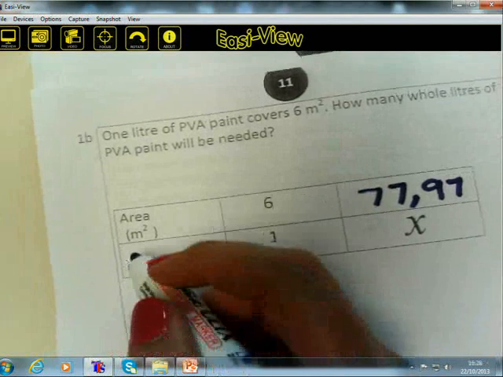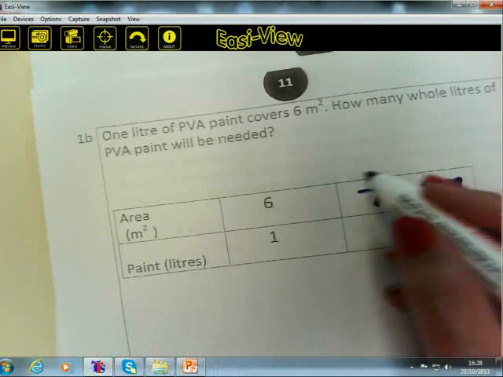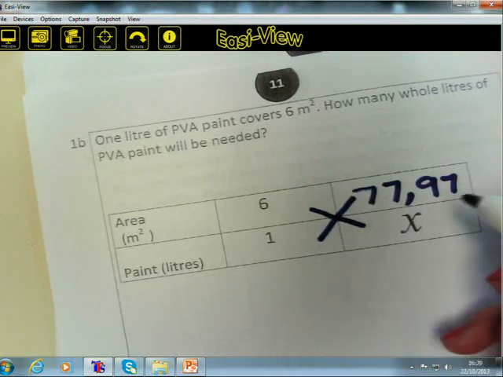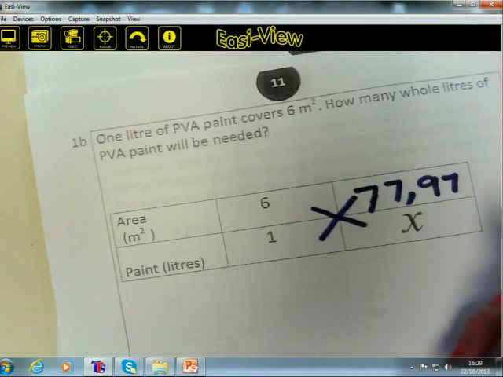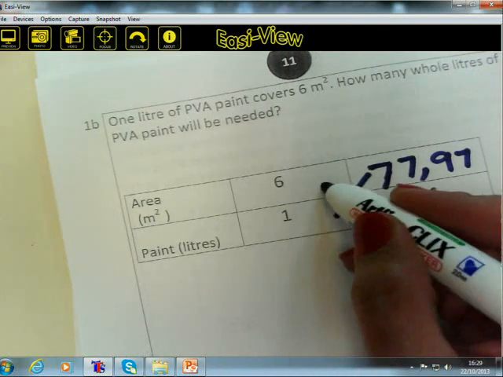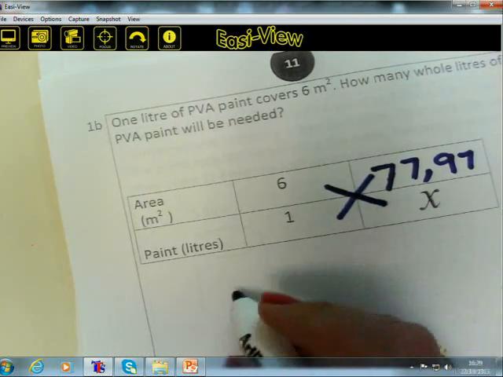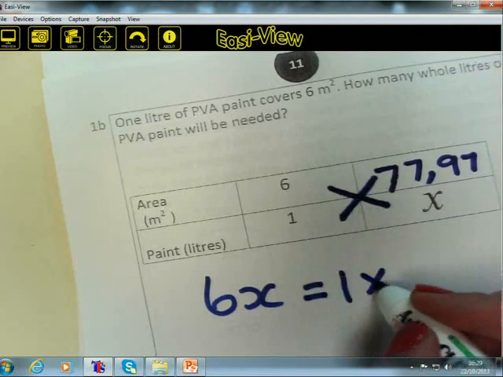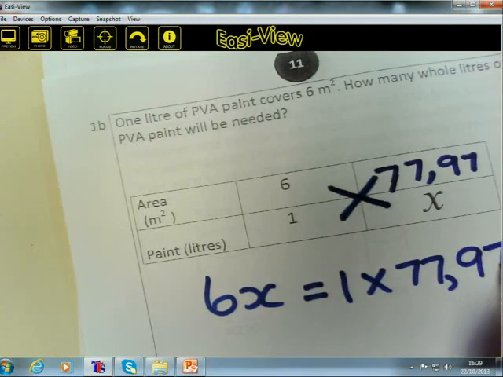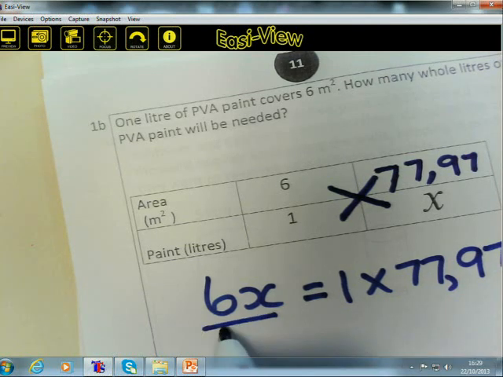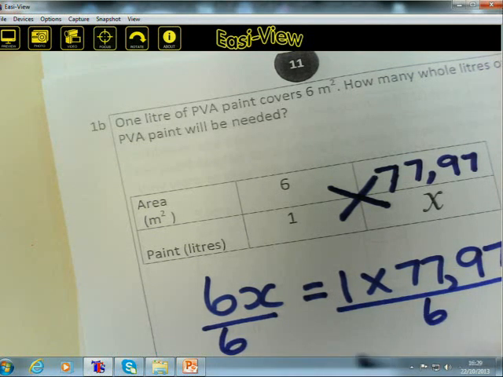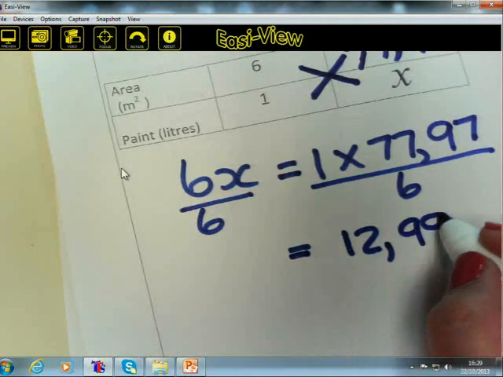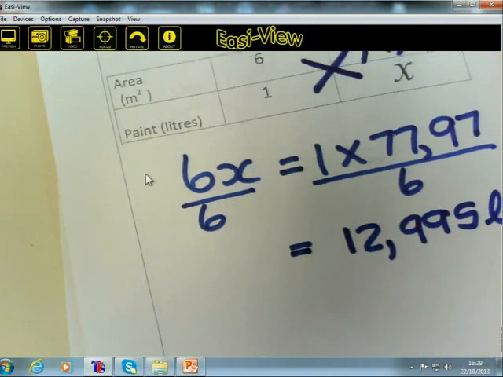Now, when we have a ratio like this, we can put it in a block and we can do cross multiplication like that. There are different ways of doing this. This is just one of the ways that we can do that. And when we do the multiplication across, I will get 6 times x is equal to 1 times 77,97. Remove the 6 by dividing with the 6, and the answer then will be 12,995 liters.